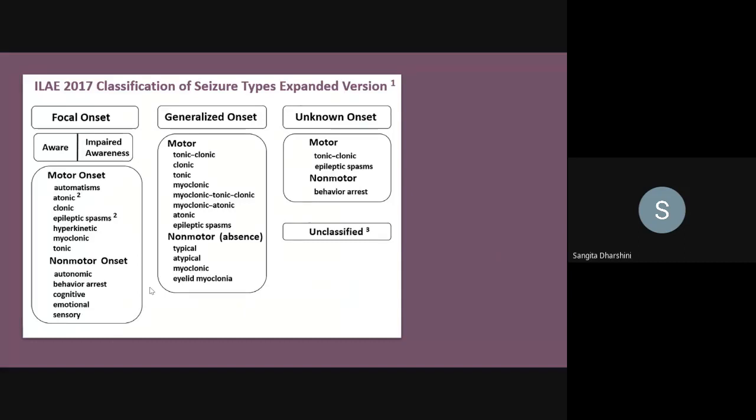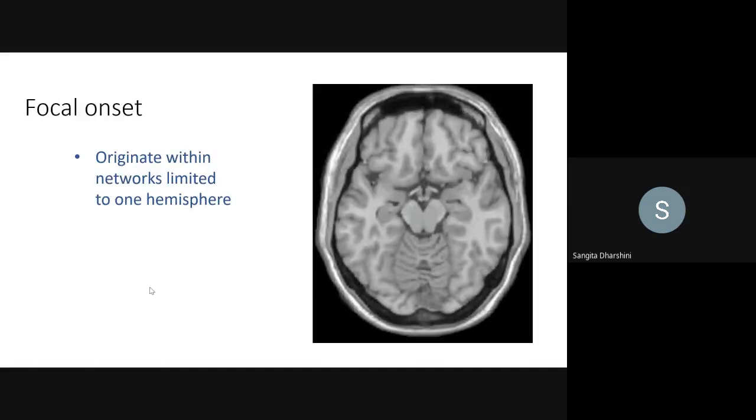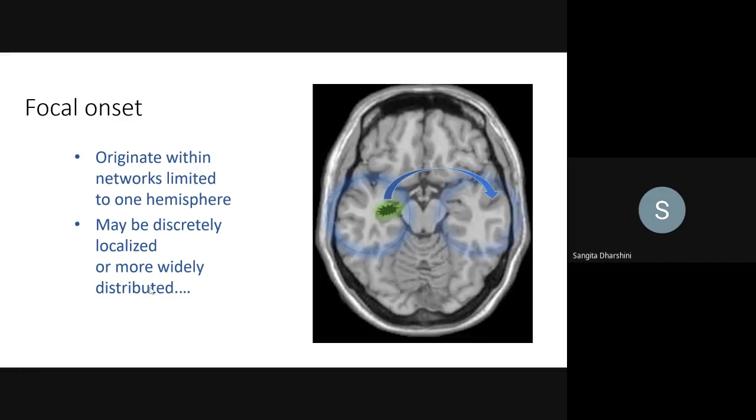So what's focal onset? It's when a seizure originates within networks limited to one hemisphere. This is the onset, okay? It's not the whole duration of the seizure. The seizure usually is discretely localized. That means it doesn't go to the other hemisphere, but sometimes it can distribute to the opposite hemisphere. But as you can see, the seizure started only in one hemisphere. So the epileptogenic zone was limited to only one hemisphere. So this is a focal onset.